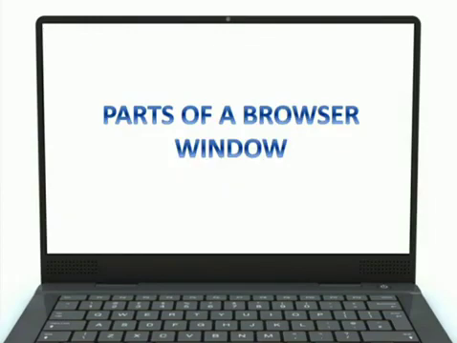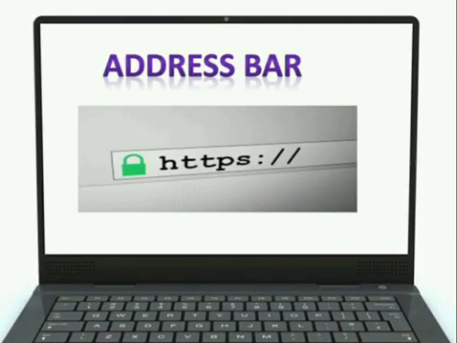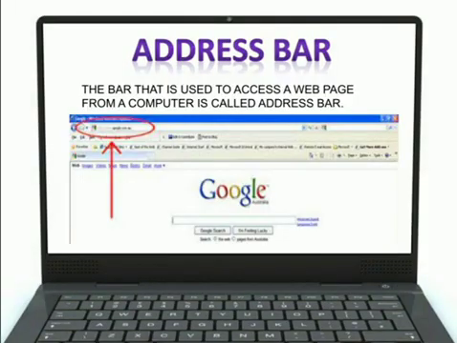Now, today we will discuss parts of a browser window. First of all, we will discuss the address bar. Kids, this is a very important part of a browser window. Generally, there are many ways to access a web page from within your computer. Kids, you are able to see it is written in the picture https. So, this is the area where we will type the address of any web page.